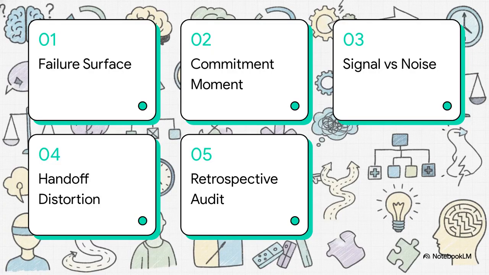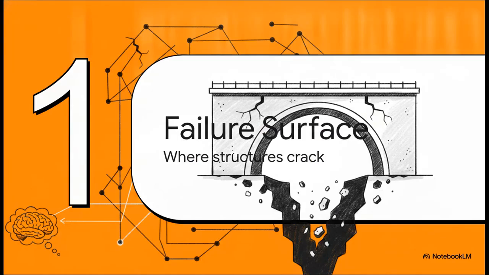Here is our agenda for today. We're going to systematically examine 5 key points where clinical reasoning collapses: the clinical failure surface, the moment of commitment, signal, noise, and weight, distortion at the handoff, and finally, the retrospective audit. Okay, let's dive straight into part 1, the clinical failure surface.